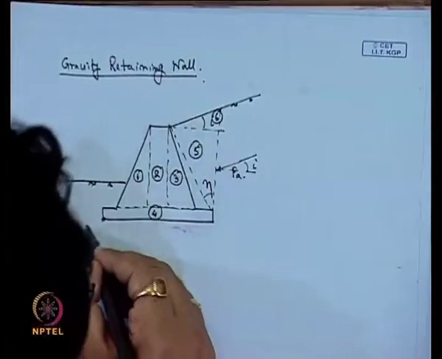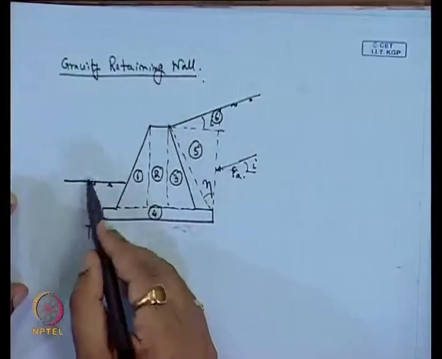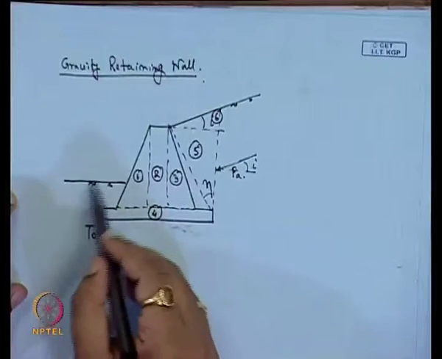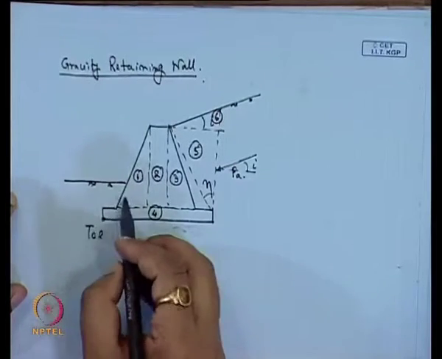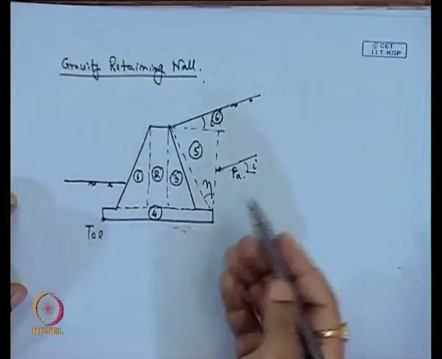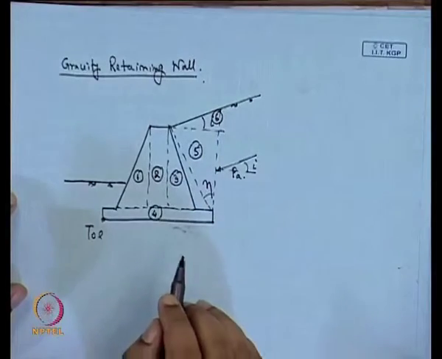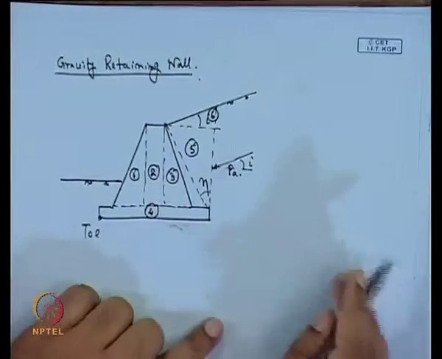Then with respect to the toe, we have to take the moment, as we are neglecting the passive force here also. If you want, we can consider the passive force in the calculation. Now, we take the moment as I have solved for the cantilever retaining wall, then check all the factors of safety. So, that is for the gravity retaining wall, same we can consider.